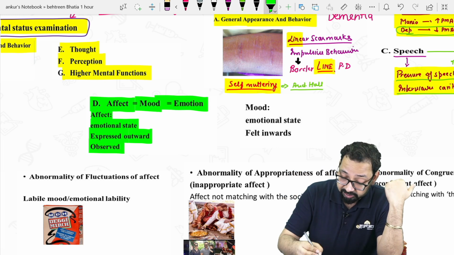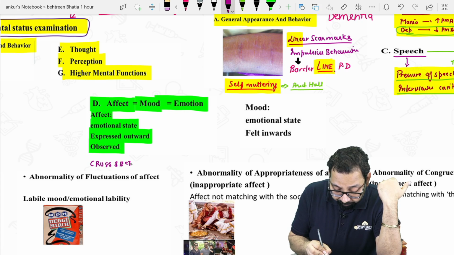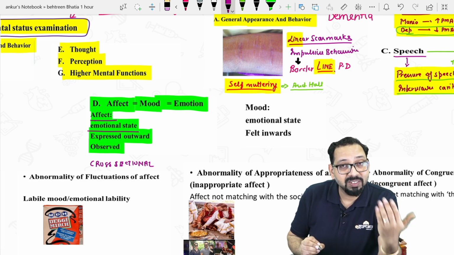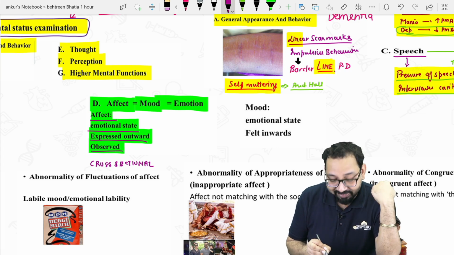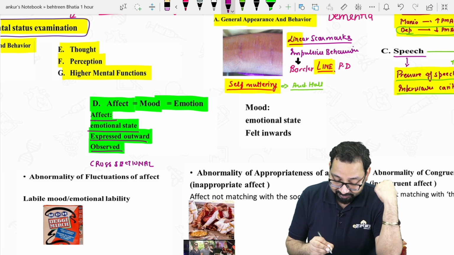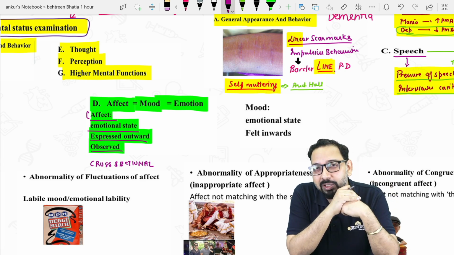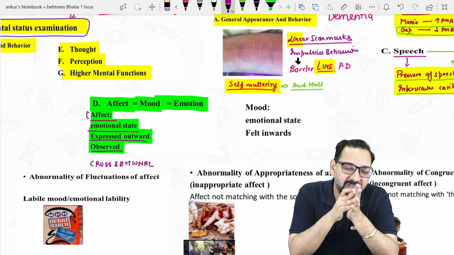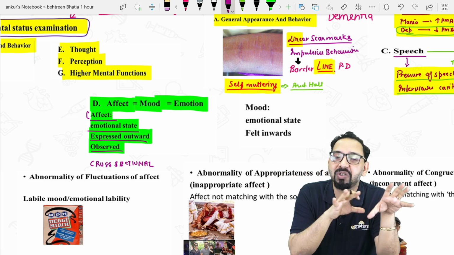This is cross-sectional, for the time being. I write cross-sectional. What does it mean? I will tell you, don't worry. So affect is the emotional state, he is sitting in front of me, smiling, expressed outward in the form of a smile, and I can observe it. That is affect. But I ask him, how are you feeling for the last few days? He said, my wife tortures me a lot, but at this time I am smiling in front of you, but actually I am very sad for a long time.